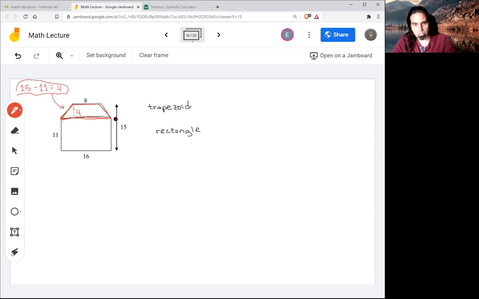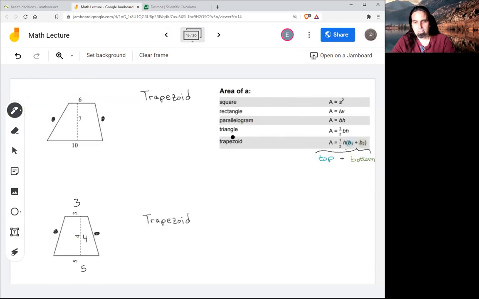Okay, and what's the base of my trapezoid? 16. And then for the rectangle, length times width is right here, 11 and 16. So now I can cross out this 15. I've used it, I don't need it anymore. Everyone okay with my preparation steps?